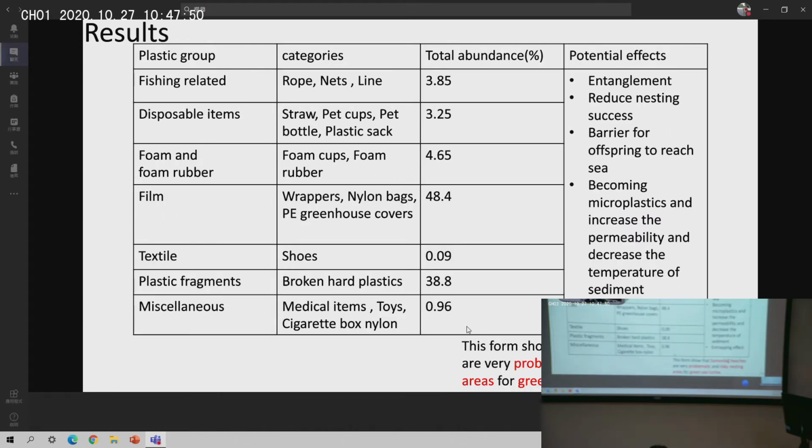And the results show that the Cementage beaches are very problematic and risky nesting areas for green sea turtles.